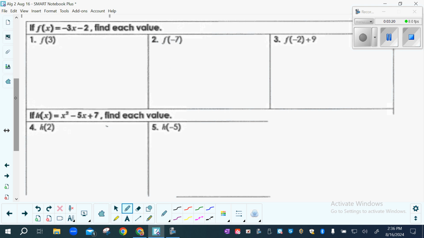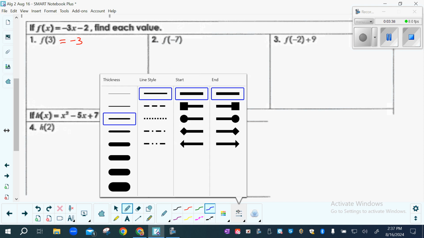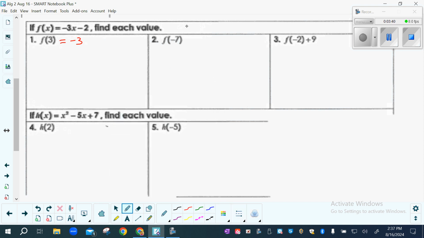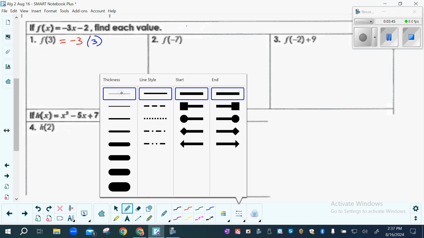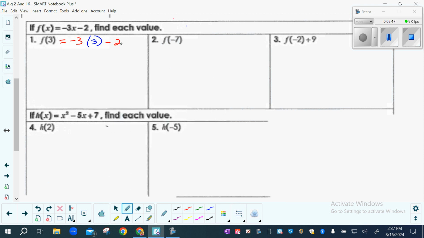So this here is an x value. Remember, this is f of x, so the 3 is my x value. So I'm going to take my expression and substitute the 3 in place of the x. So I have a negative 3. When I have a number next to the letter, it's multiplication. So it's negative 3 times 3 minus 2. So I just substituted the 3 in place of the x.